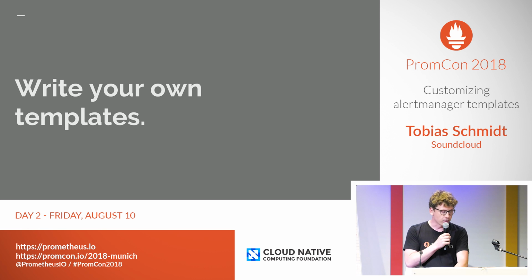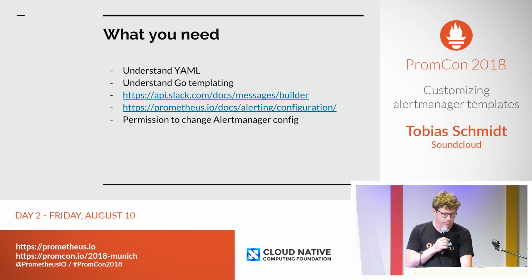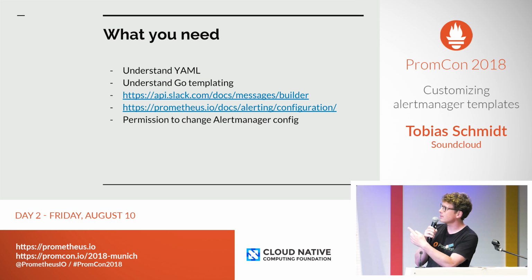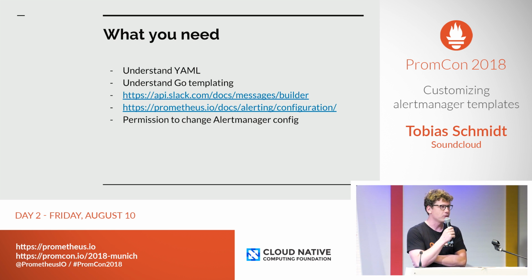There is an integration for Alert Manager for Jira, given it's so popular, so you can look into that. If you really still want to use Slack, you can write your own templates in Alert Manager. You're not bound to whatever is the default, which might not work for you. What you need is to understand YAML, which, as I heard, is really complicated. You also need to understand Go templating, which for some people is new and not that easy. It helps that Slack has a message builder where you can play around with the format you want. There is the Alert Manager configuration, which you want to have open to know what options are available. And obviously you need permissions to actually change your Alert Manager config.